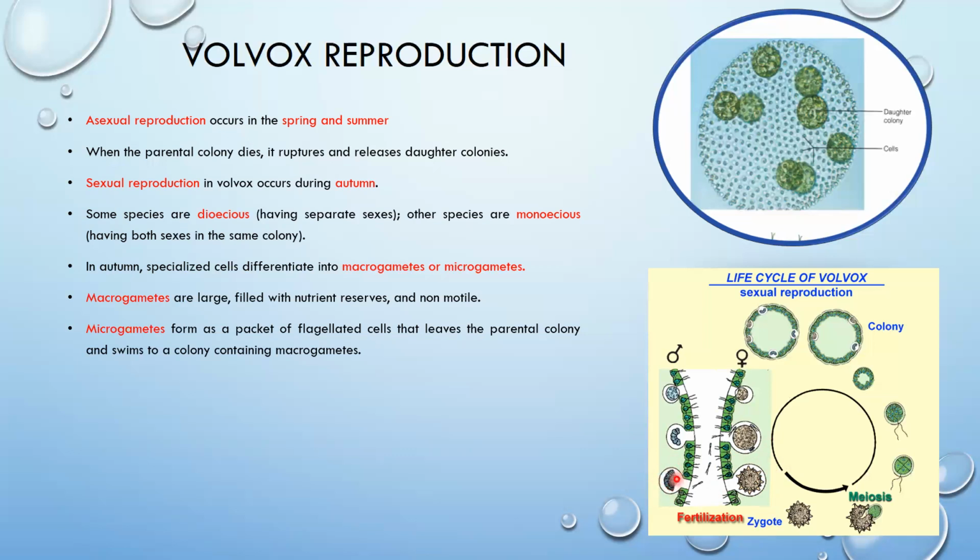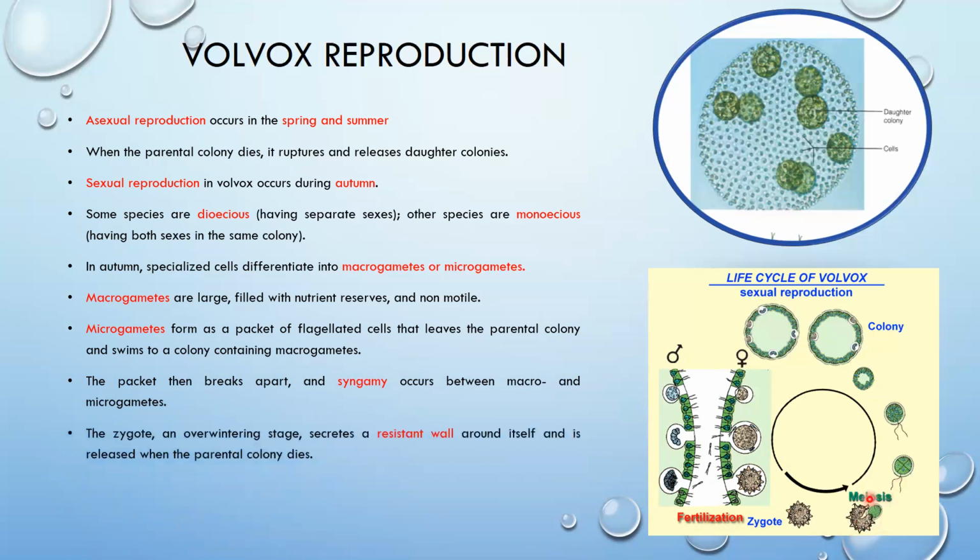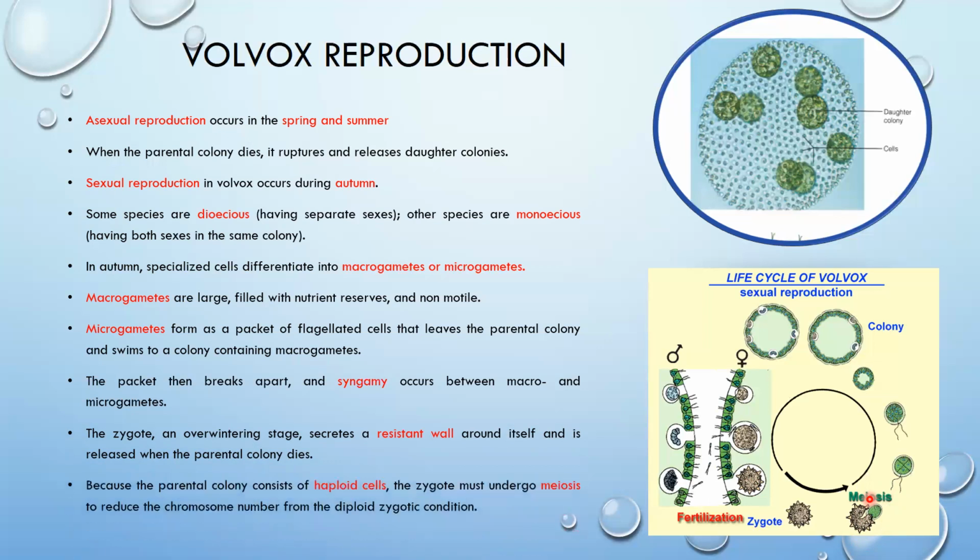Now the microgametes leave the colony and move towards the macrogametes. The packet then breaks apart and syngamy occurs, as you can see in the diagram, between the macro and microgametes. Then the zygote, an overwintering stage, secretes a resistant wall around itself and is released when the parental colony dies. Because the parental colony consists of haploid cells, the zygote undergoes meiosis so that the next individuals in the colony might be haploid.